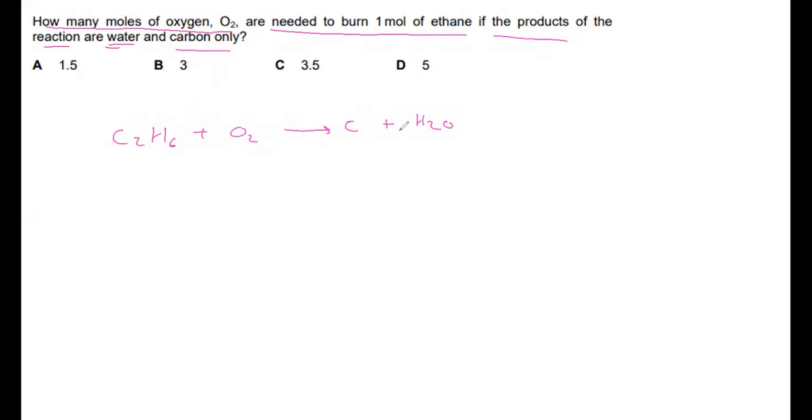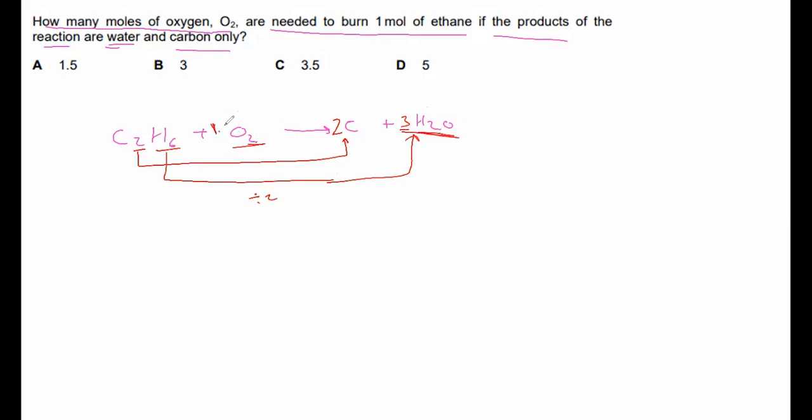Balancing of this reaction, guys, is quite easy. We just take the number beside the carbon and multiply it by C or CO2, depending on what we have here. The number beside the hydrogen is divided by 2 and will be multiplied by this, so it will be 3H2O. So here we have 3 moles of oxygen atoms, so we need 3 moles of oxygen. Here we have O2, so we must multiply by 1.5 O2 moles required. So this is option A, not B.